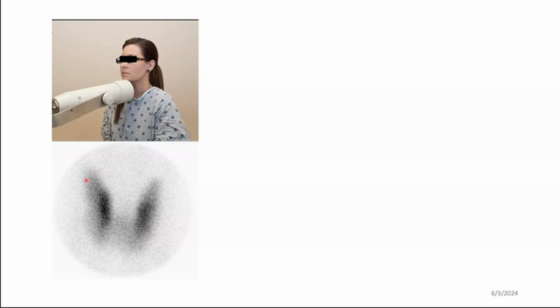The edges are not sharp, but it gives you the function. So this is the advantage or the utility of nuclear medicine. It's a functional scan rather than an anatomic scan. So we usually combine the two. We do ultrasound to provide anatomic details, and then we do thyroid scintigraphy to provide functional details.